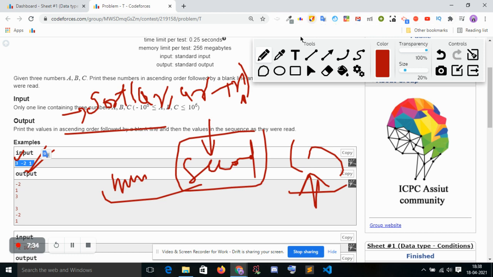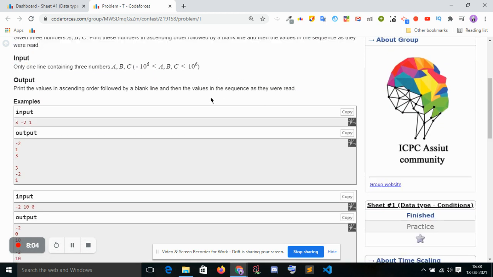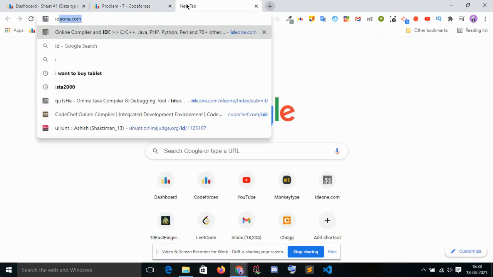And print in a format. Another thing: when you print in ascending order, you have to print the values in the sequence as you read them, in the format like 3 -2 1. Like here, print the values in ascending order followed by a blank line and then the values in the sequence as they were read. So we can try it.